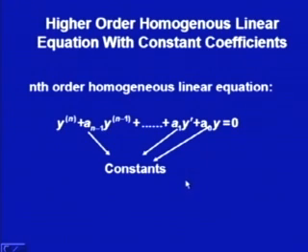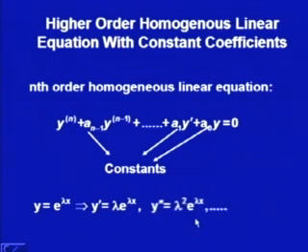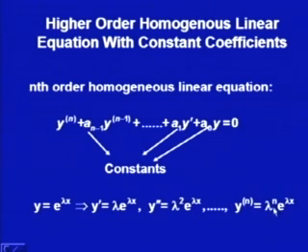Now, we have done the solution of these kinds of equations in the first order and second order. There we had used a function of the form e to the power lambda x as the solution. So, here also we will find the method to solve this equation. We will use again this kind of function as a solution. That is, we have y dash as lambda times e to the power lambda x, y double dash as lambda square e to the power lambda x and so on. The nth derivative would be lambda to the power n times e to the power lambda x.